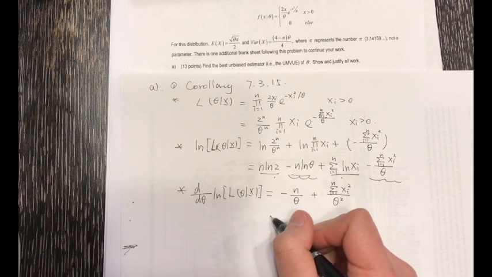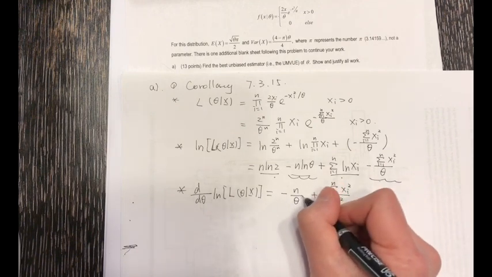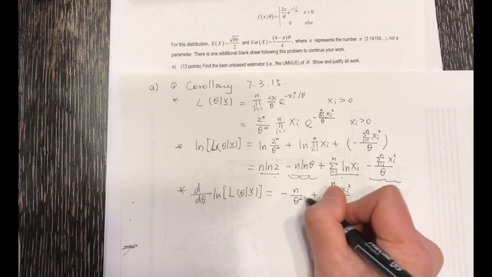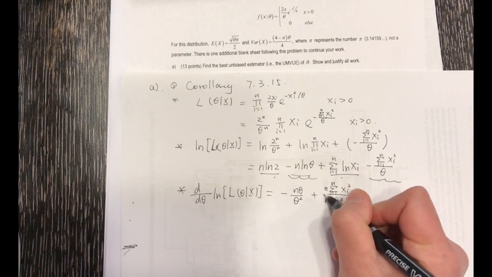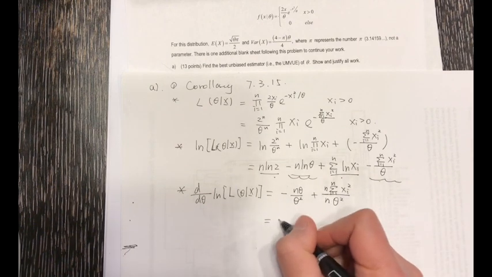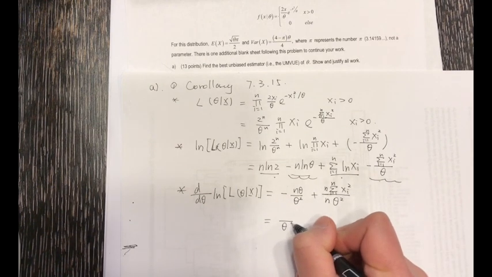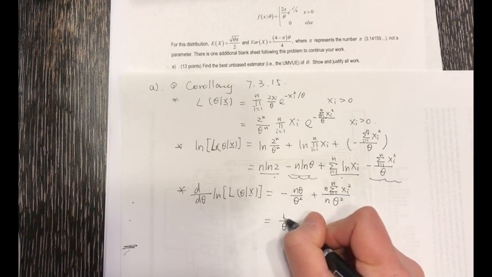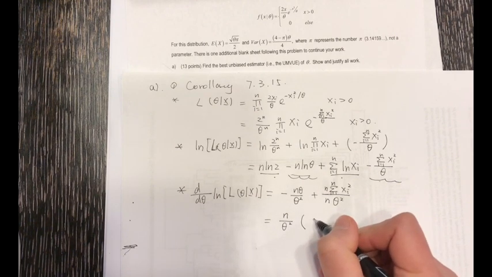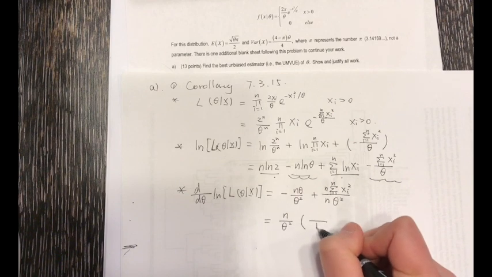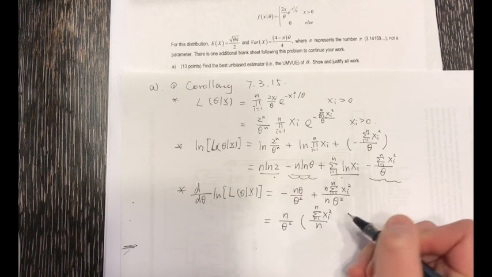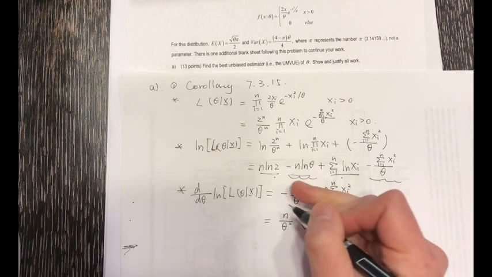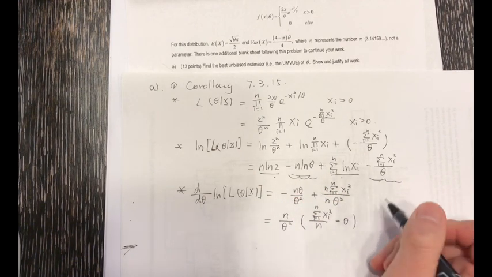And let's do a little bit of transformation for it. We take the theta squared and n out. We will have the sum of xi squared divided by n minus theta.